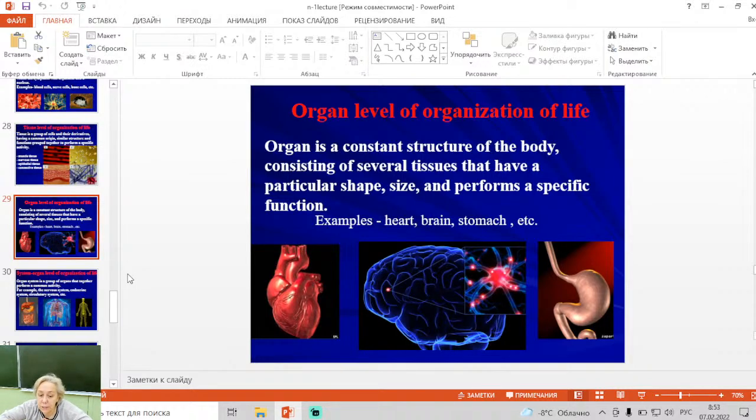Next level of life organization, the organ level. What is an organ? An organ is a constant structure of the body consisting of several tissues that has a particular shape and size, and performs a specific function. On this slide you can see the heart, brain, stomach, each an organ. But I want to ask you, what do you think? Skin, is it an organ or a tissue?